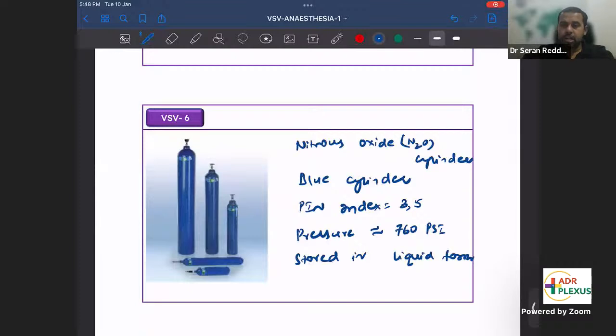All of this can be potential image-based questions. They may simply give you the color of the cylinder, the cylinder image, and ask you: all of the following are true about the cylinder of the gas shown below.